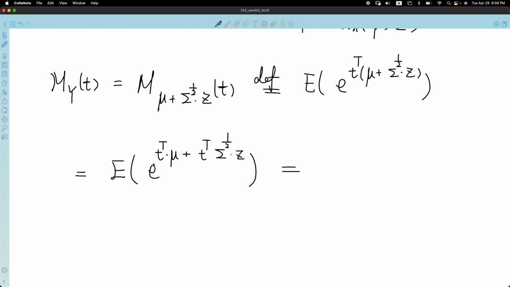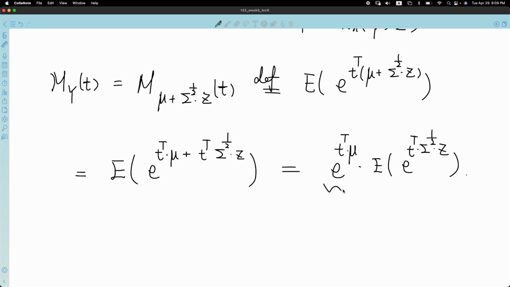So first of all, this part is a scalar, it's a constant, so I can bring it outside. T transpose sigma 1/2 and then Z.